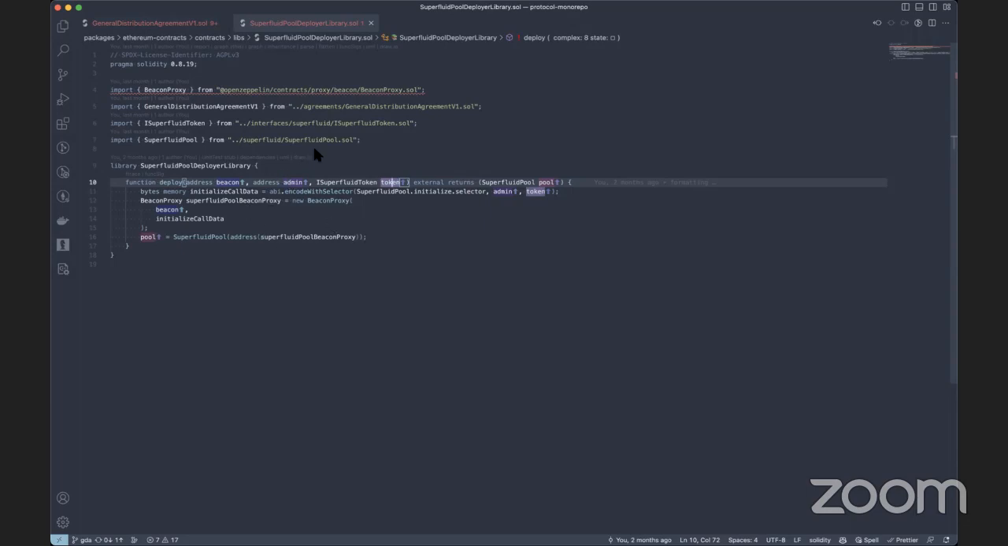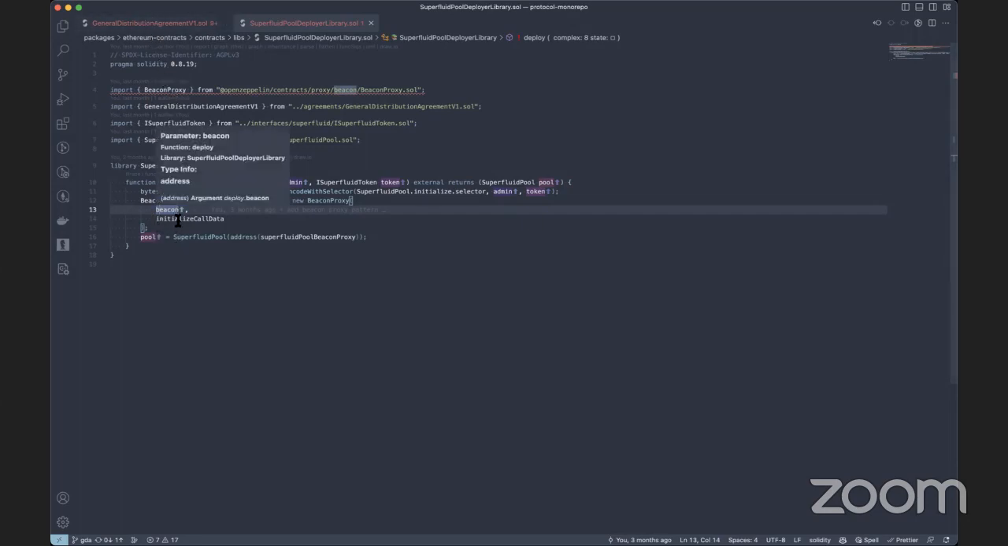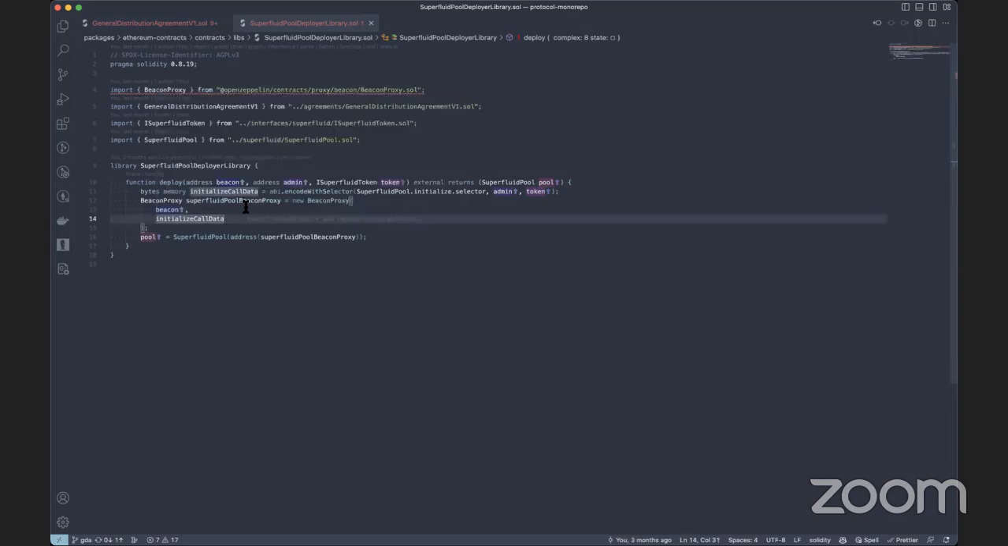Can you briefly explain? Okay, this is the specific pool deploy. Yeah, so we're just deploying a new beacon proxy and passing the beacon contract. This is something that's immutable in GDA. And we also have some initialize call data, which gets called when this proxy is deployed, basically initializing the pool with the admin and the token.